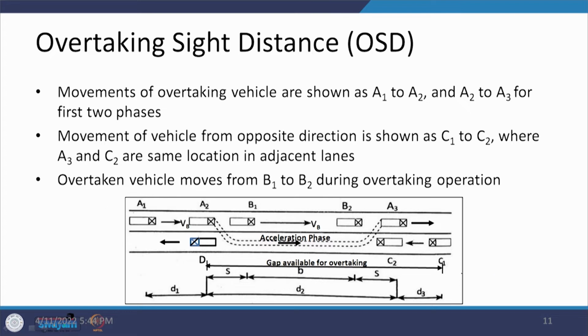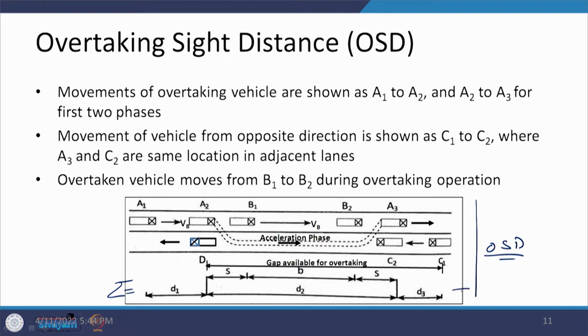It simply says that there is a location from A1 to A2 and then from A2 to A3 for the vehicle which desires to overtake. There is also a location from C1 to C2 for the vehicle coming from the opposite direction. There is a movement between B1 and B2 for the slow moving vehicle. All of these together give us a situation where the final OSD is going to be the sum of D1 plus D2 plus D3 for a 2-lane 2-way road condition.